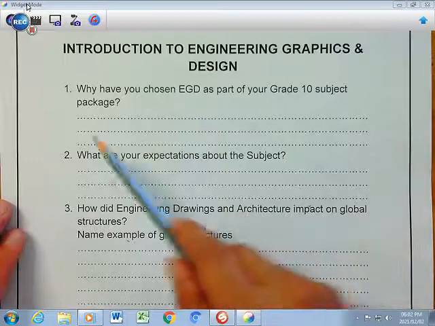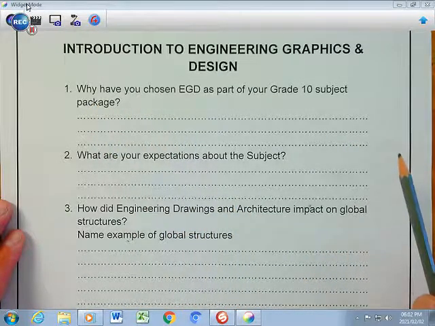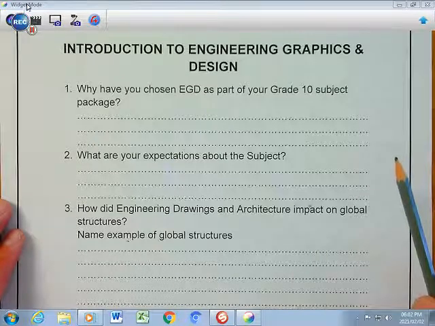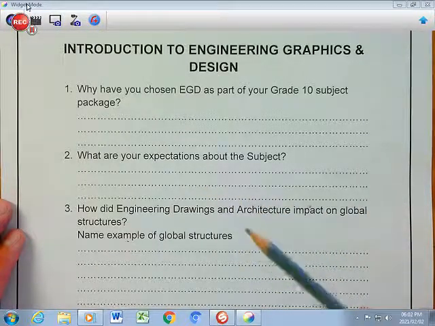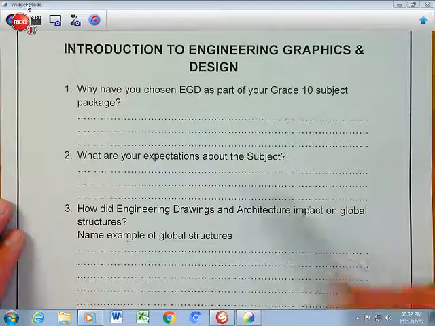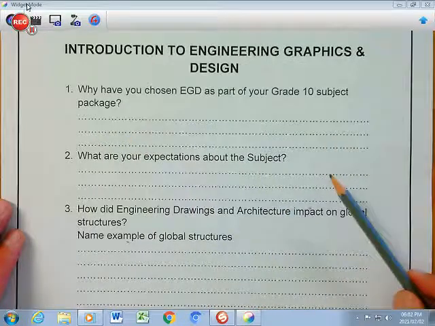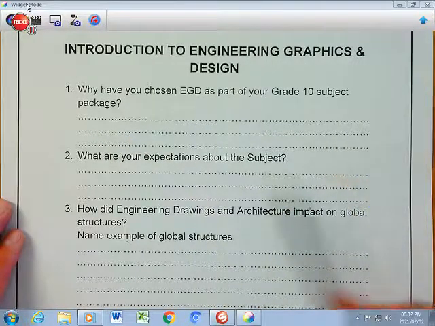So question number 1, why have you chosen EGD as part of your grade 10 package in this current year and hopefully continuing it with 11 and 12? Be very precise with your answers. Think about it and write down for me on the dotted line what you think your answer would be.